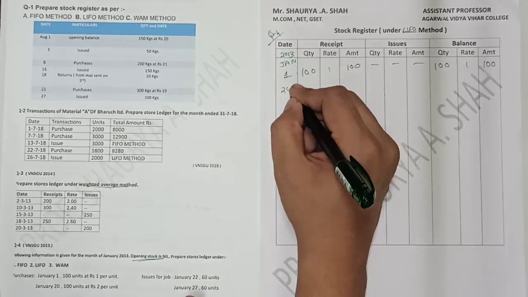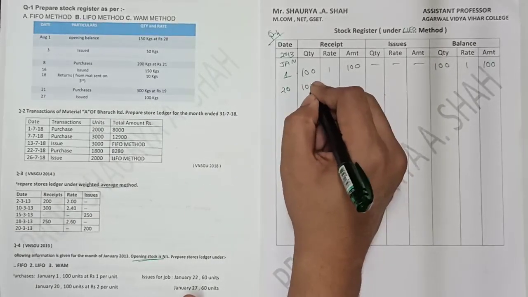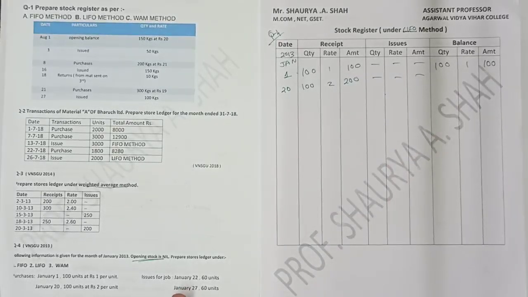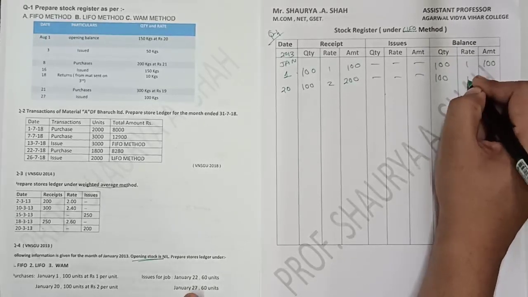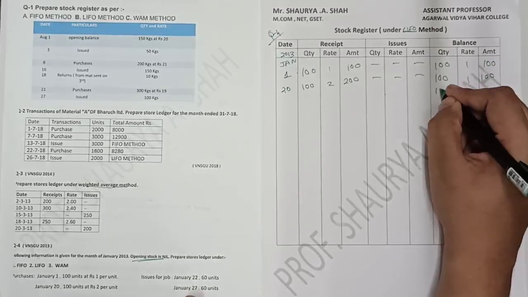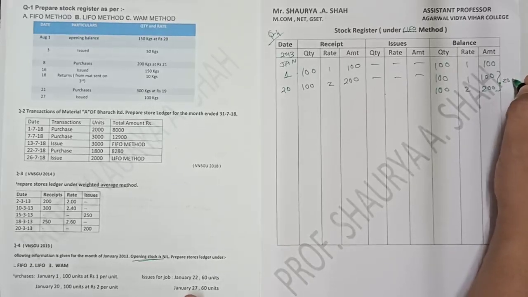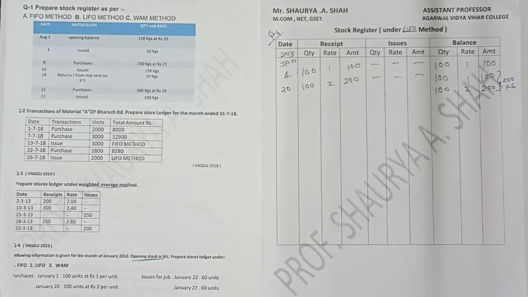Again on 20th January, you are receiving 100 units at 2, so 200. Here again you will write down 100, 100, and here 100 to 200. So your total quantity becomes 200 kg. Am I clear till here, right?